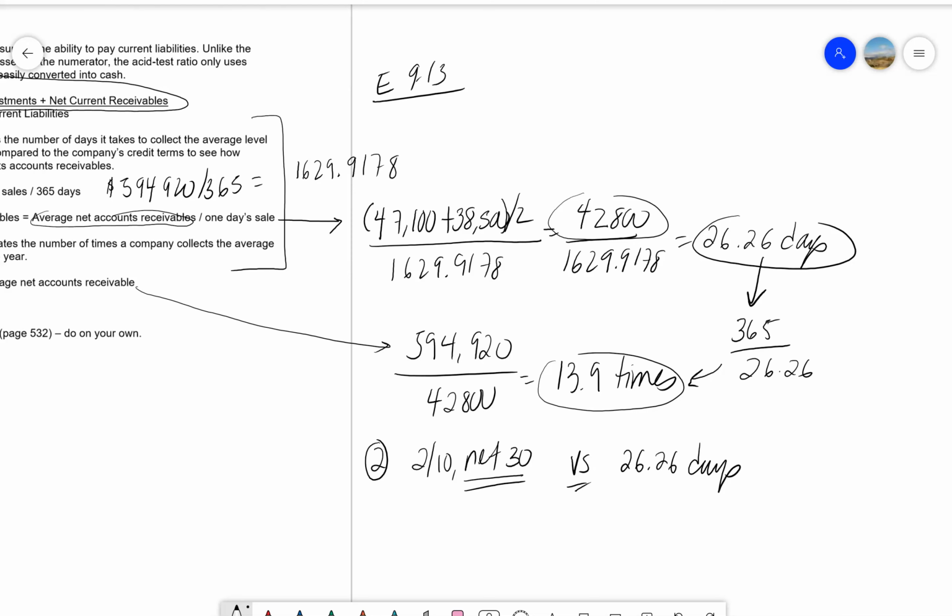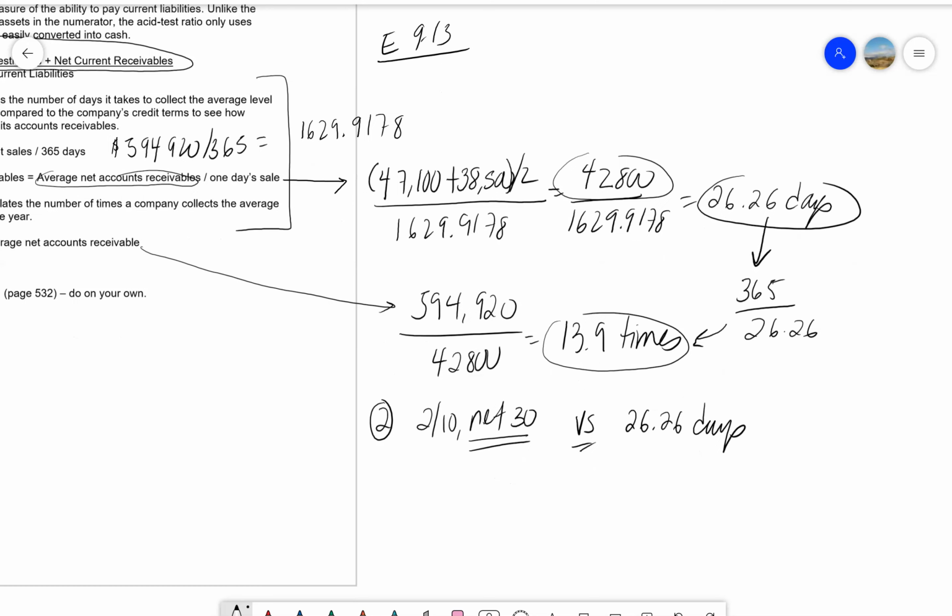Well, this is actually fairly good, right? All their customers are generally paying on time. So this is usually a good sign. They're paying within the 30 days. It's taking them on average 26 days. So that generally is a good sign. Now, the reason that this 26.26 is less than the 30 is that some of the customers are likely taking this discount of 2% by paying within 10 days. So usually we compare it to the credit terms, and if it's below the net number of days, which is 30 days in this example, then that's generally a good sign.